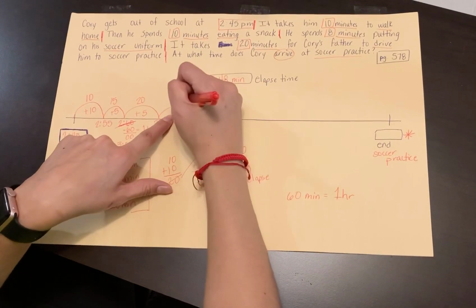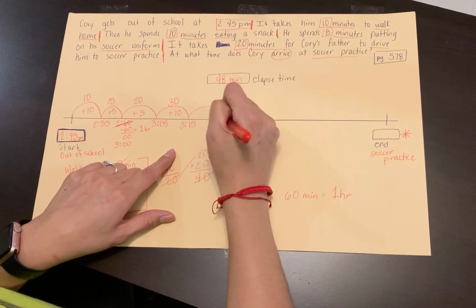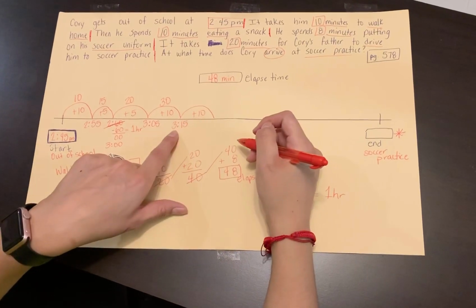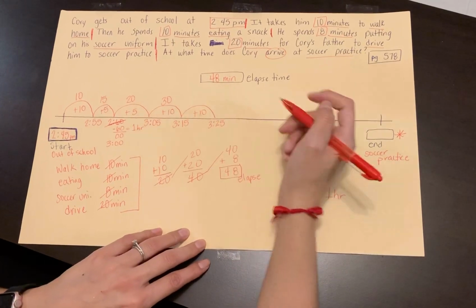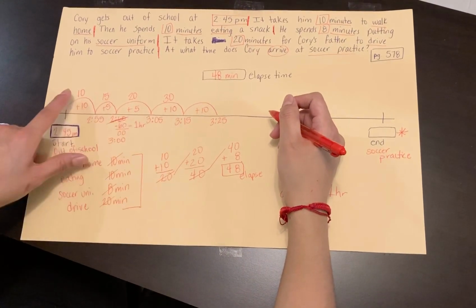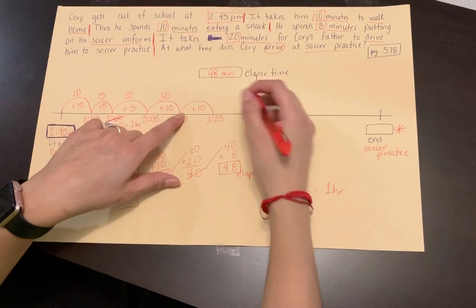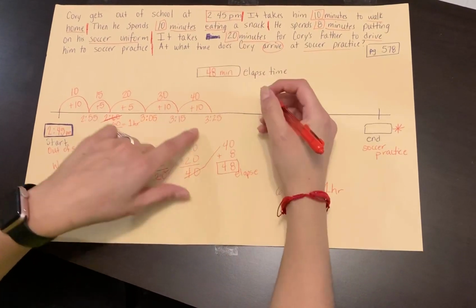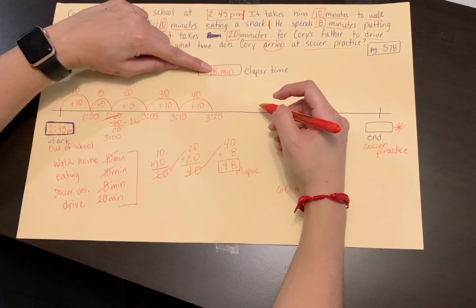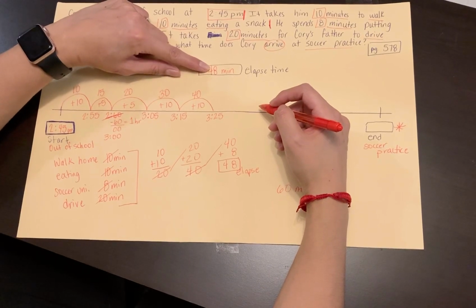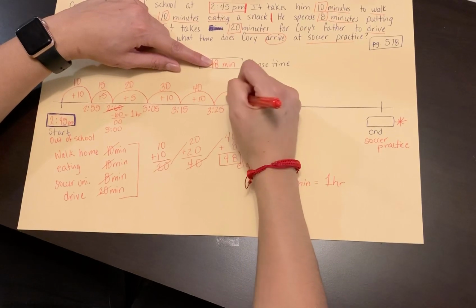20 plus 10 is 30. I still need to get to 48. So I'm going to add 10 more. 3:15 plus 10 is 3:25. 10, 15, 20, 30. 30 plus 10 is 40. Now I cannot add 10 more minutes because I want to get to 48. I'm only going to add 8. To do that, I'm going to break the 8 apart into 5 more first.